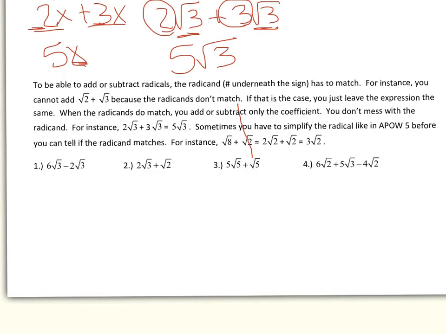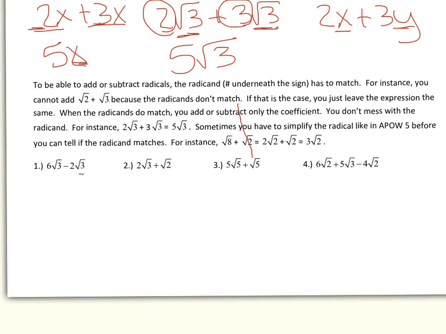Same way if you had like 2x plus 3y, you would say, hey, these aren't like terms, so I can't add them together. I don't do anything with them. I just leave them alone. It's the exact same thing for radicals. If they're the same, you just mess with the coefficients. If they're different, you don't mess with anything at all.